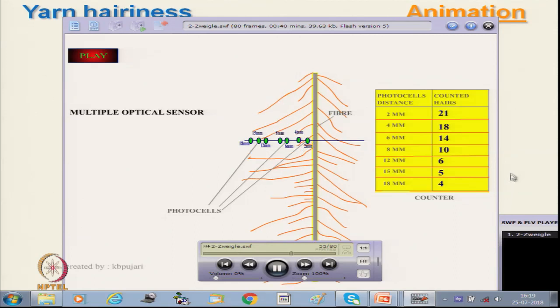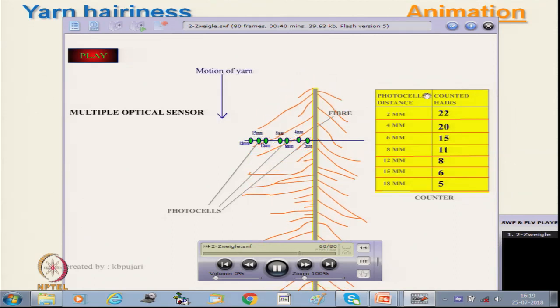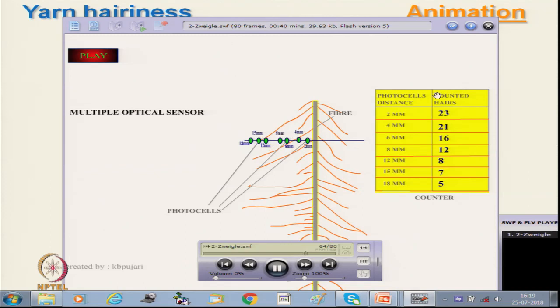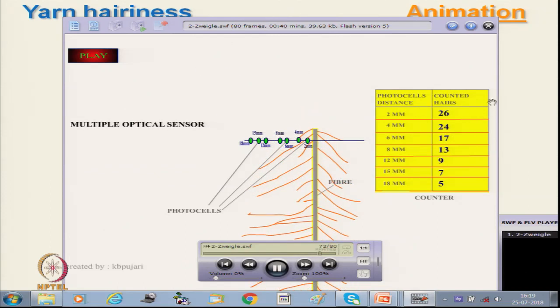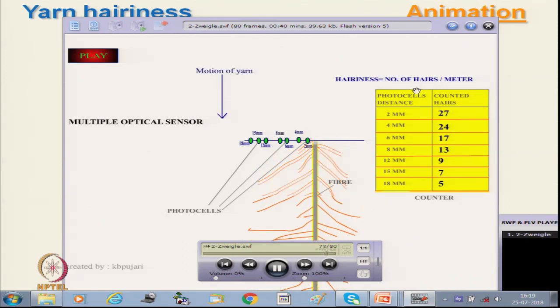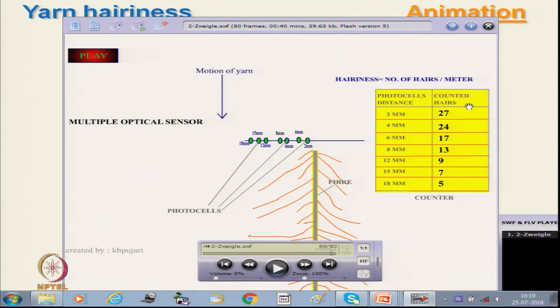Here this is actually the cumulative total, which gives us the total idea of the number of hairs beyond that length. So there are 27 hairs beyond 2 millimeter, 24 hairs beyond say 4 millimeter. Between 2 to 4 millimeter, if we want to measure it, we can also measure just by subtracting.